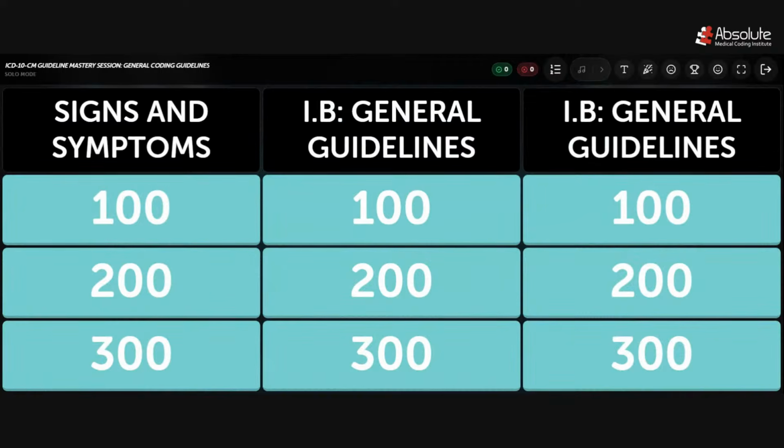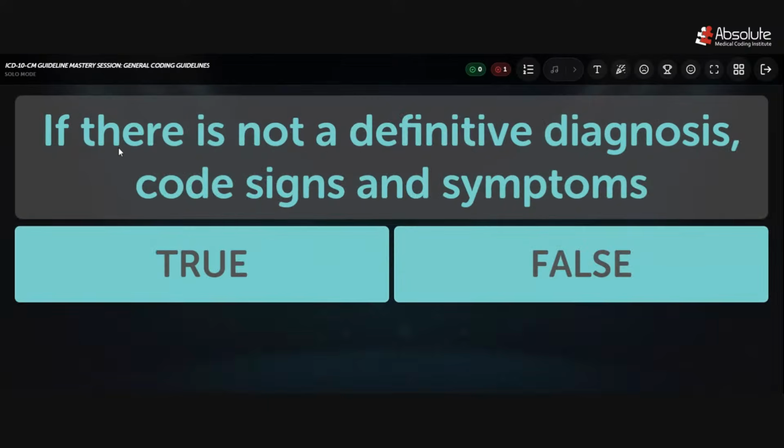We will start off with signs and symptoms for 100. Again, just put your answers in the chat and let me know what you think. The first question that we are going to start off with: if there is not a definitive diagnosis, code signs and symptoms. Is this a true or a false statement? What do you think, everyone? Get those answers in the chat, and I will move on in just a few seconds.